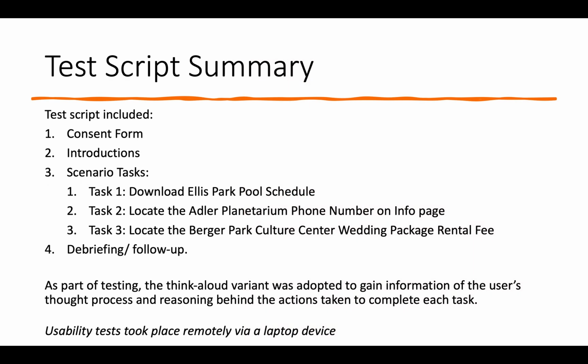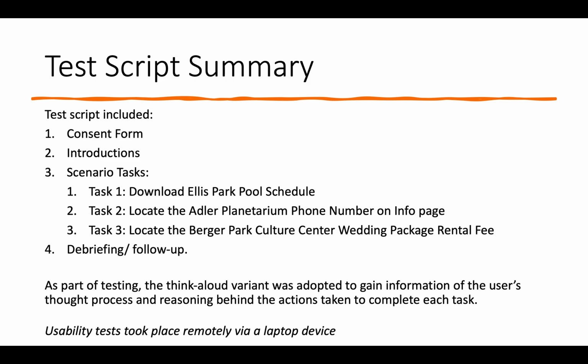The test script consisted of 4 sections: the first one being the consent form, the second one being the introduction to the test, and the third one the scenario tasks, which were the chunk of the testing. There were 3 tasks. The first was to download the Ellis Park pool schedule, the second to locate the planetarium phone number, and the third to locate information on the wedding packages for Burger Park Culture Center.